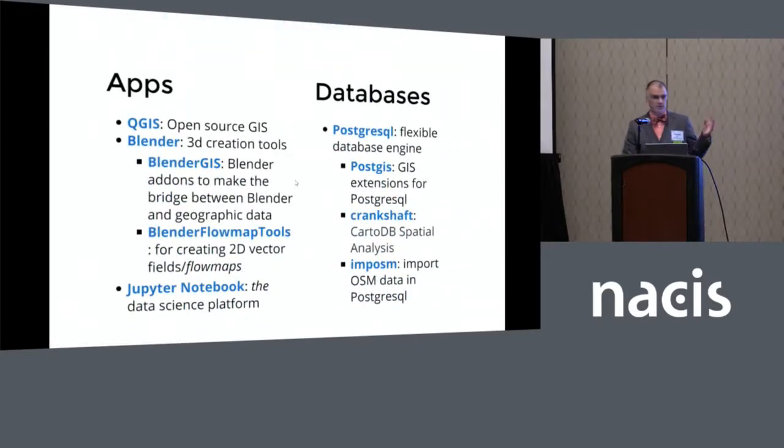So, applications: most people are familiar with QGIS, maybe Blender, and there are some plugins. Jupyter Notebook is really the application that I spend most of my time in for data science applications. And on the database side, Postgres is the go-to usually because it scales fairly well. Of course, you have PostGIS extensions, Crankshaft. If you want to load OpenStreetMap data, you can use Imposm.